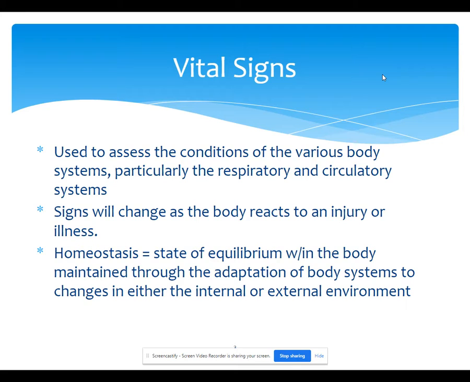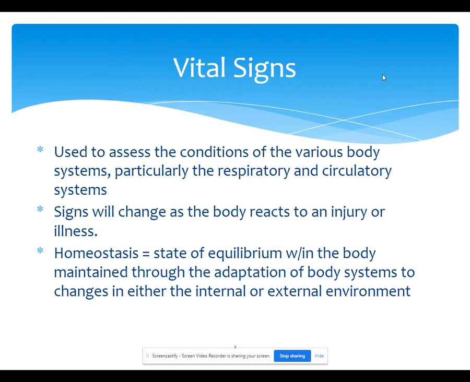Homeostasis is the state of equilibrium within the body. So our whole point is to maintain this equal level. It should all be about the same. We want to have a consistent internal environment, and we have to be able to compensate for changes that are going to cause it, and then how the body is going to react to it.